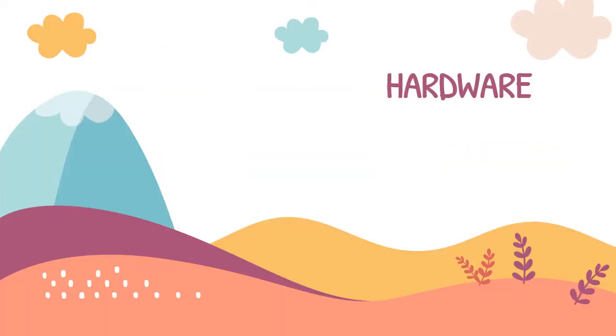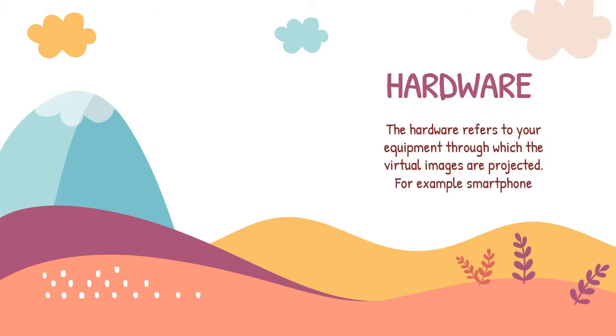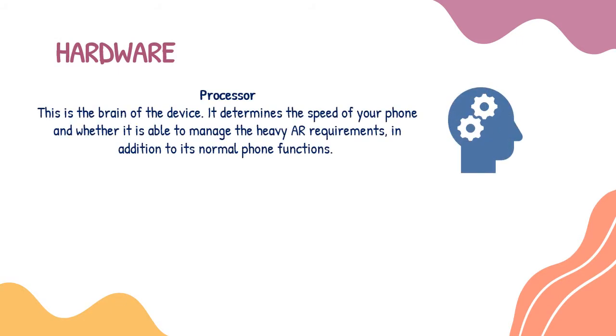First is hardware. The hardware refers to your equipment through which the virtual images are projected, for example, a smartphone. Here are some of the key hardware components. First is processors. This is the brain of the device. It determines the speed of your phone and whether it is able to manage the heavy AR requirements, in addition to its normal phone function.